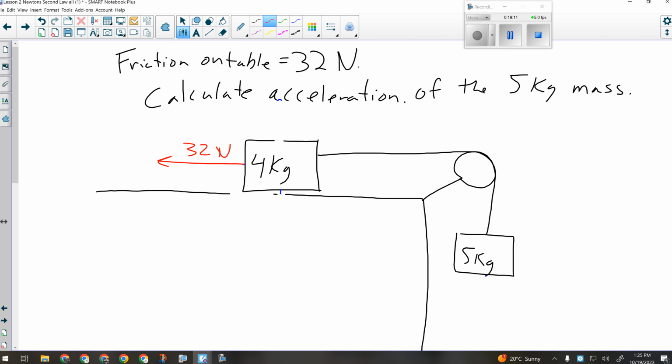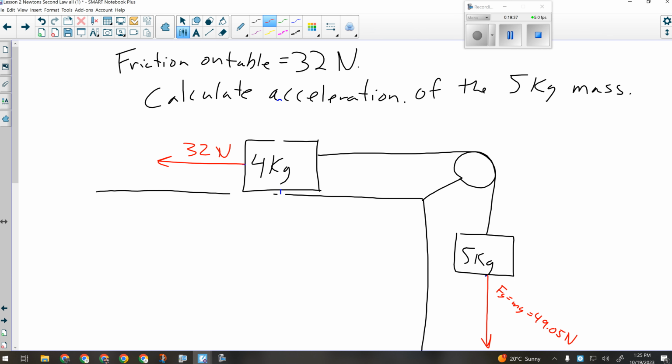And then we have the 5 kilogram mass. That is the one where the driving force is acting, and that driving force is the force of gravity. M times G is 49.05 newtons. Those are my only 2 forces. If I'm not told otherwise, I assume my rope is massless and my pulley is frictionless. So I can just make those assumptions unless I'm told otherwise.